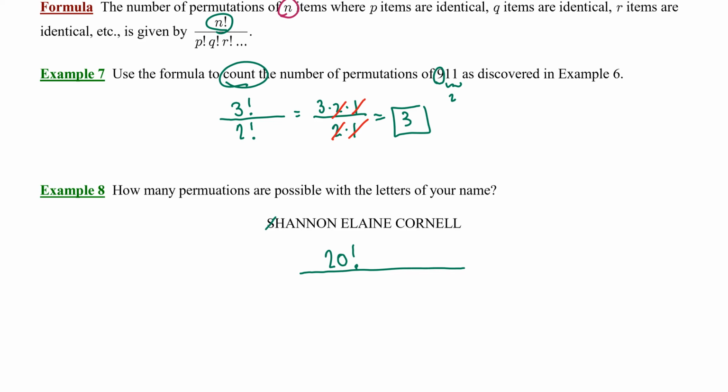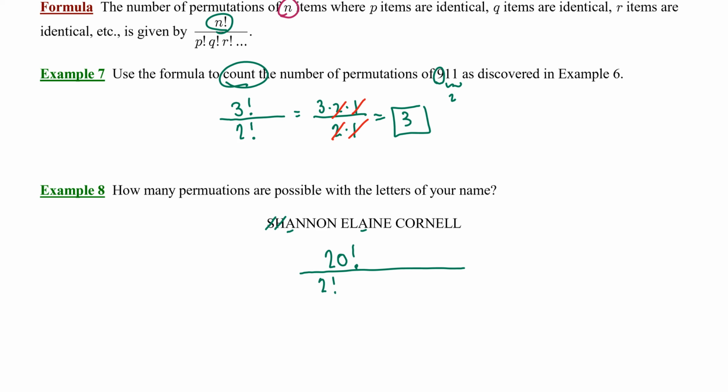S only appears once, so I don't have to count that in the denominator. H, there's only one H, so I don't have to worry about that one. But as far as A goes, I've got 1, 2 A's. Since A repeats twice, I'm going to put a 2 factorial in the denominator.